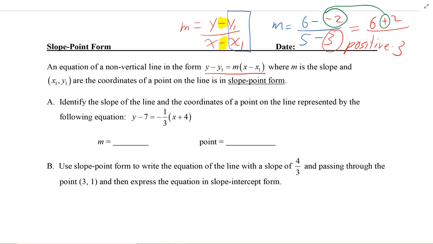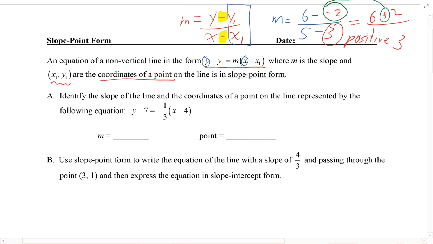Now, why do we have the subscript 1? We have the subscript 1 because they are actually coordinates of a point. So they are actually a point on our line. The other y and the other x aren't points on our line until we find them, okay? So we're going to play around with that a little bit here.